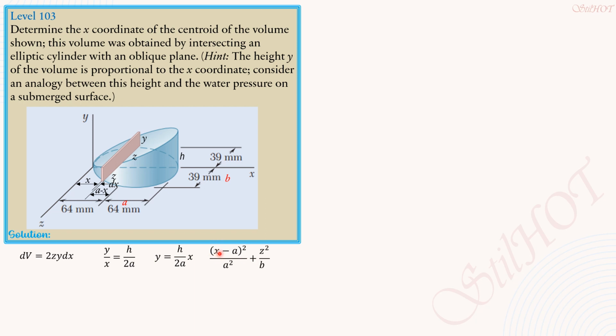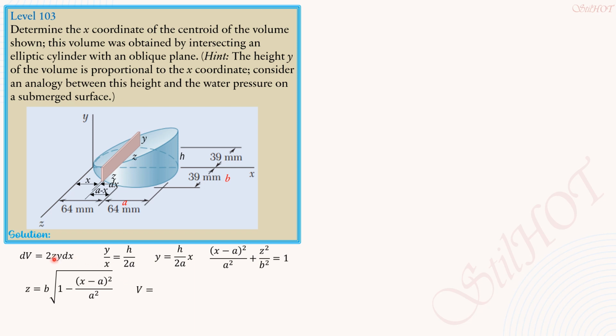The equation of an ellipse with center at (a, 0, 0), or simply (a, 0) considering the xz plane, is quantity (x minus a), where a is the x coordinate of the center of the ellipse, squared over a squared, the semi-major axis squared, plus z squared over the semi-minor axis squared equals 1. So from here, z is b square root of 1 minus quantity (x minus a) squared over a squared.